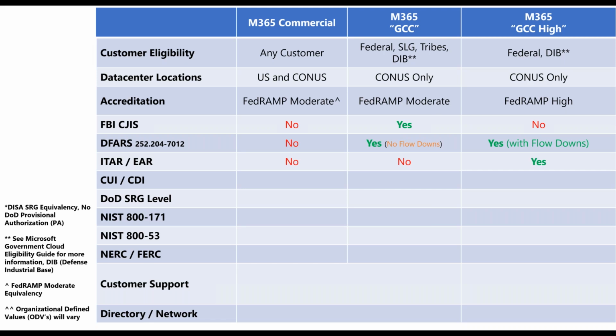For CUI and CDI, that's controlled unclassified information, right? There is a maybe in terms of GCC, because it may not cover every instance of CUI. There are different industries out there with very specific requirements. So you may be in an industry where that is covered in GCC, but there's a good possibility that you're not going to be covered in GCC. GCC High will cover you for everything CUI, CDI.